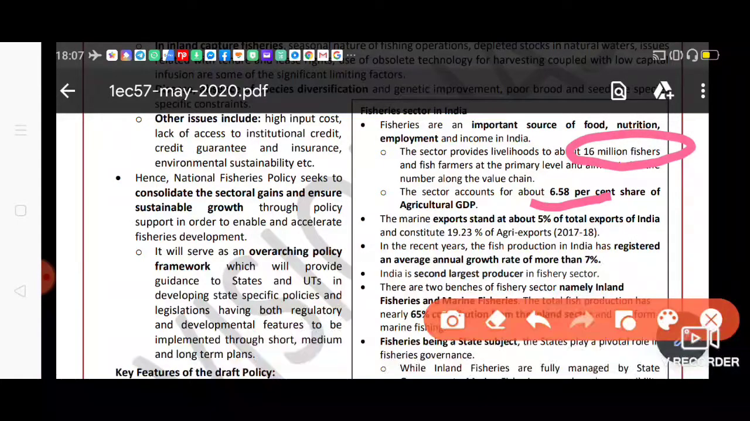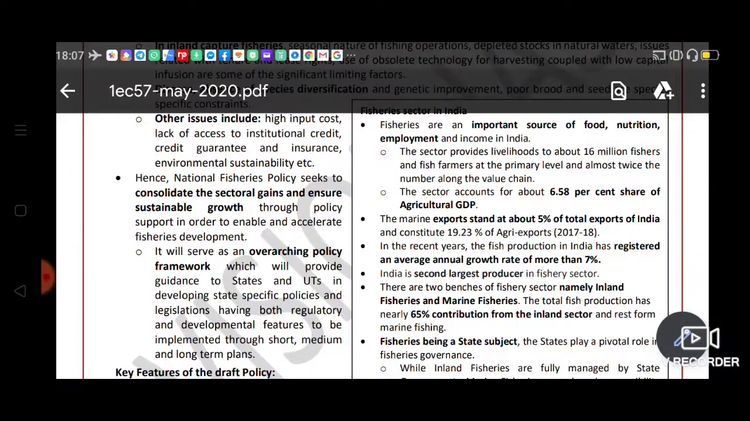The marine export stands at 5% of total exports of India and constitutes 19.23% of agri exports. So remember, 5% of total exports is marine exports and 19.23% of agri exports is marine. That is why fisheries is very important. In recent years, fish production in India has registered an average annual growth rate of more than 7%. These numbers are very, very important. So 16 million, 6.58% of the agricultural share. In exports, it is 5% of the total exports, 19% of agri exports, 7% growth. Second largest producer in the fishery sector. So India is the second largest producer.